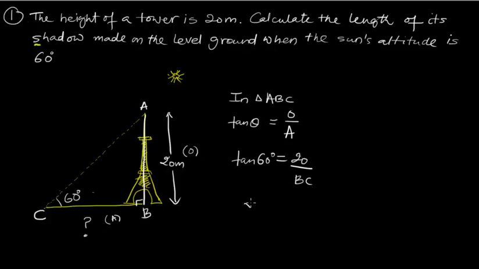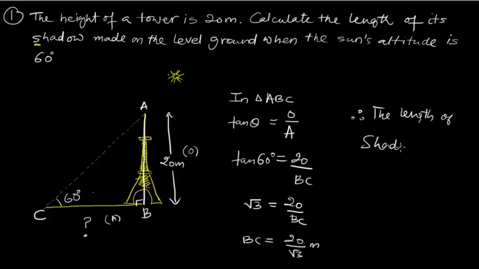Now tan 60 degree value is √3. So 20 upon BC. So the measure of BC is 20 upon √3 meters. Therefore, the length of the shadow is 20 upon √3 meters.